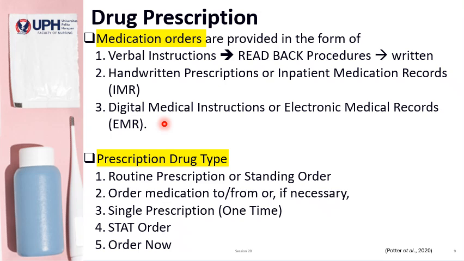administer the medication. Now you have quite a few prescription drug types. We have what we call the standing order, we have the PRN, and we have the single prescription, the start order, and the order now order.